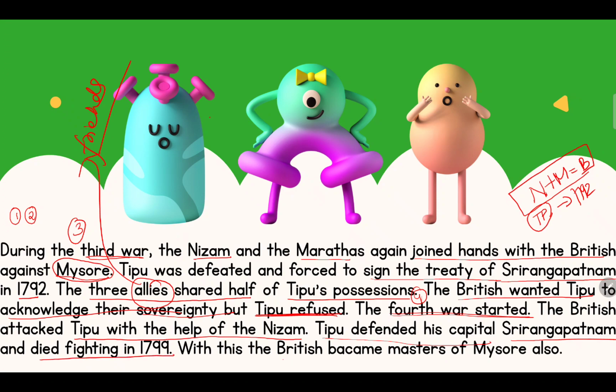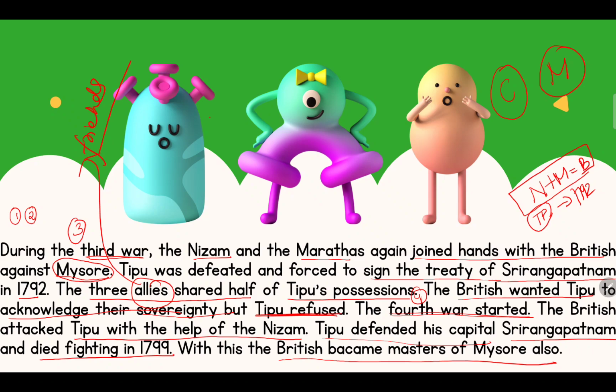With this, the British became the masters of Mysore. In the previous chapter we talked about the conquest of Bengal, right? And in this second part, in outright wars, we are talking about how Mysore was captured by the East India Company, or the British. During the third war, Nizam and the Marathas joined hands with the British against Mysore. Then Tipu Sultan was defeated.